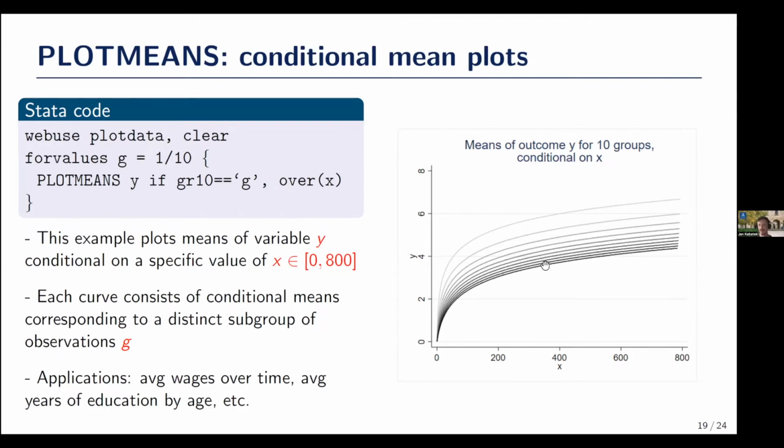Each and every line corresponds to one of these groups. And once again, this is really nice if we want to compare, let's say, the wage profiles of different people over their lifetimes, or, let's say, average years of education by age, stuff like that. Now, as you can see, most of my examples will be econ related because that's where I'm comfortable. But of course, you could extend this easily to sociology, to epidemiology, whatever you want.